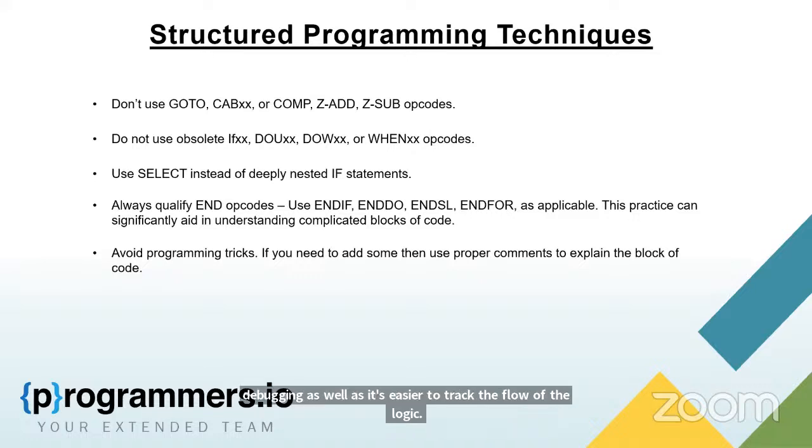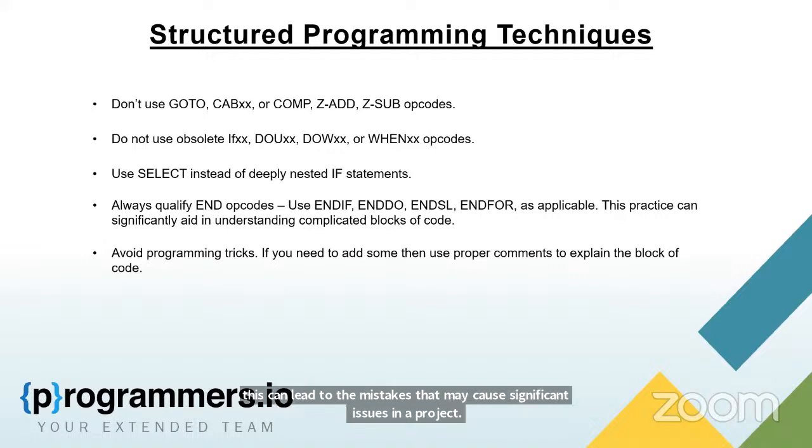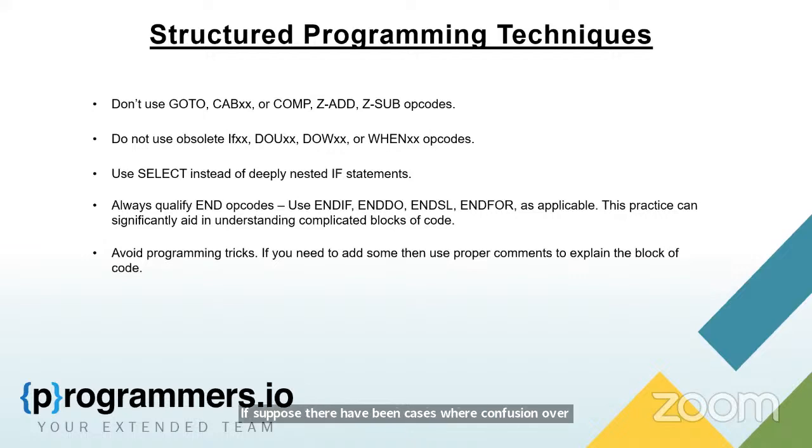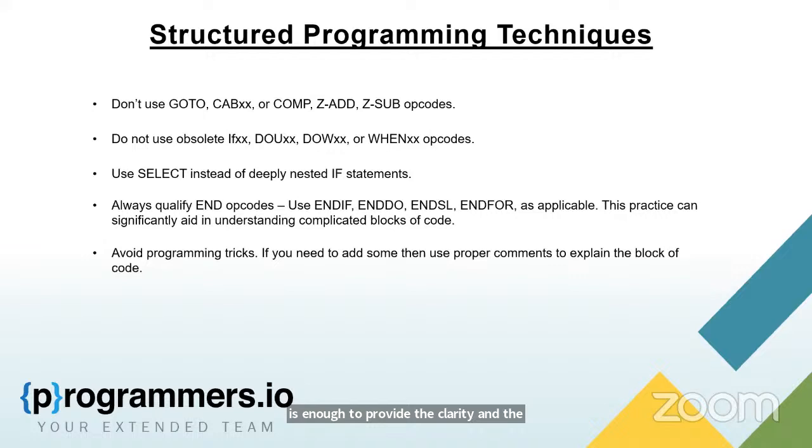Next is avoid programming tricks. Not every developer has the same level of expertise. Even skilled developers might struggle to understand complex and unconventional coding techniques. This can lead to mistakes that may cause significant issues in a project. There have been cases where confusion over unclear code has resulted in critical failures. Therefore, when we use any advanced programming tricks or optimizations, it's crucial to add comments that explain what you are actually doing. A simple one-line comment is enough to provide clarity and context, which will help others understand the logic behind your code. Clear documentation through comments ensures that everyone can follow your thought process, making the code base easier to maintain and improve over time.